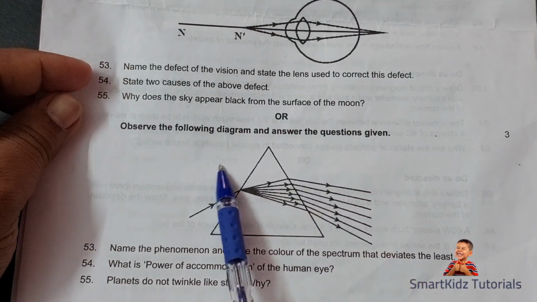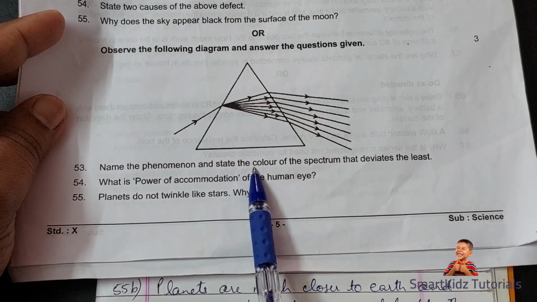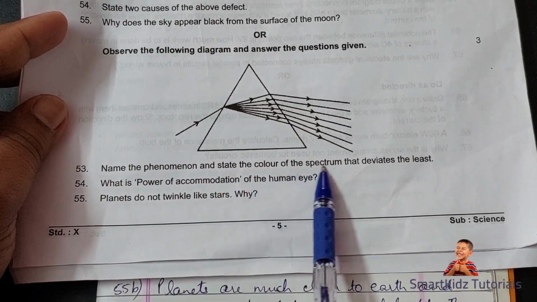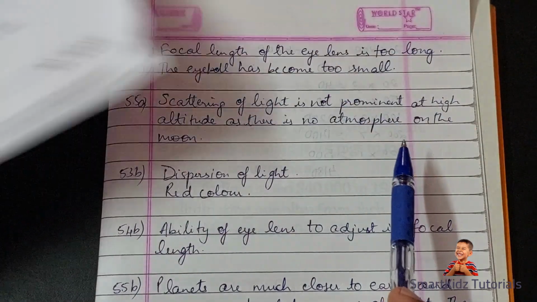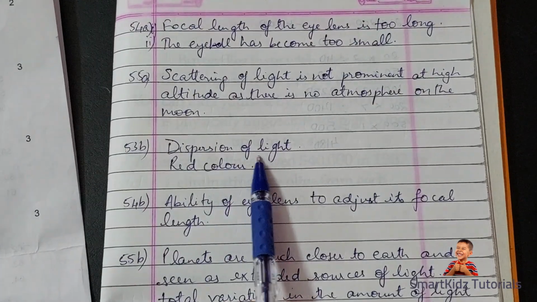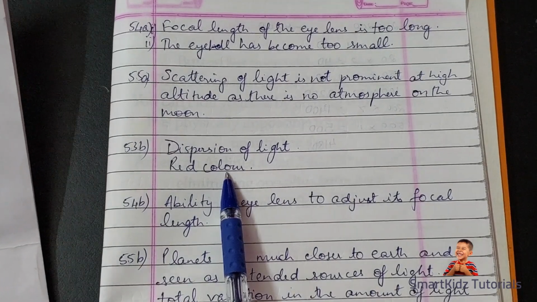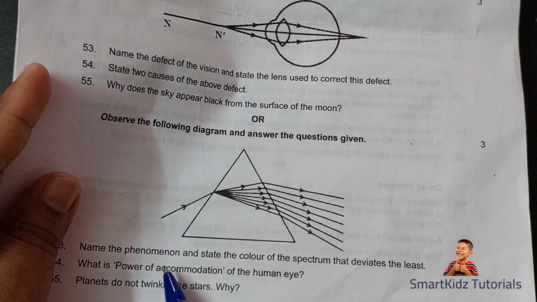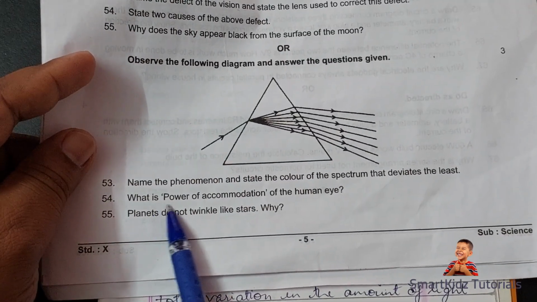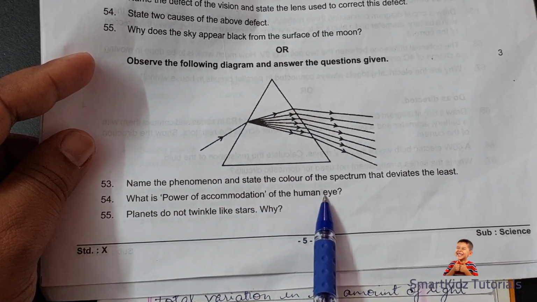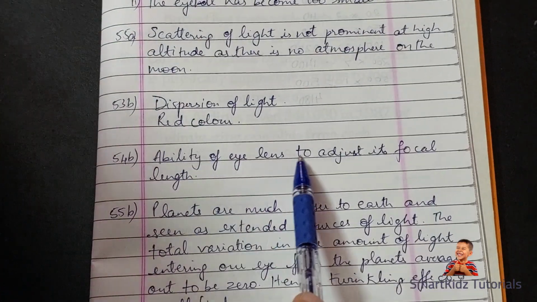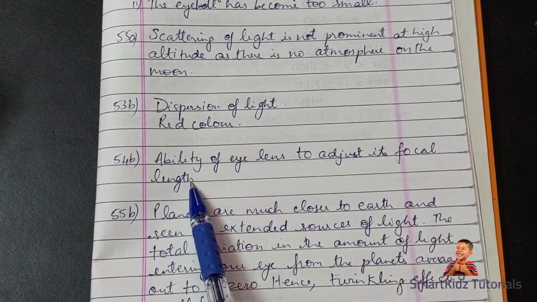The next option: observe the following diagram and answer the questions given. Name the phenomenon and state the color of the spectrum that deviates the least. This is dispersion of light, and the least scattered is red color. Then, what is the power of accommodation of the human eye? Ability of the eye lens to adjust its focal length is called power of accommodation.